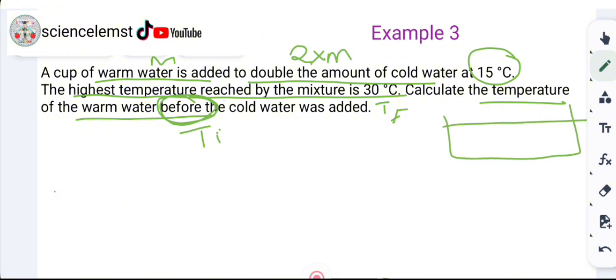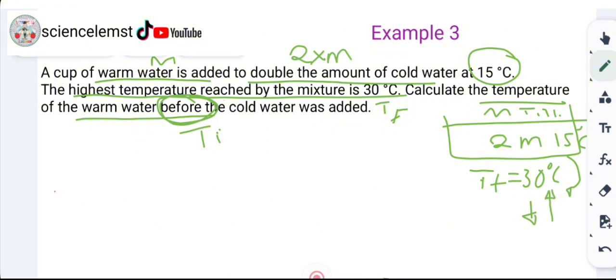So I have a container. A cup of warm water is added to double the amount of cold water. So the cold water was 2m and they're adding the warm water m. The initial of the cold water is 15 degrees Celsius. And this one, the initial is our unknown. Together, the mixture is going to have a final temperature of 30 degrees Celsius. So who lost, who gained? If I move from 15 to 30, what does it mean? I had a lower initial temperature and I went to a higher temperature. It means I am the one that is going to absorb.